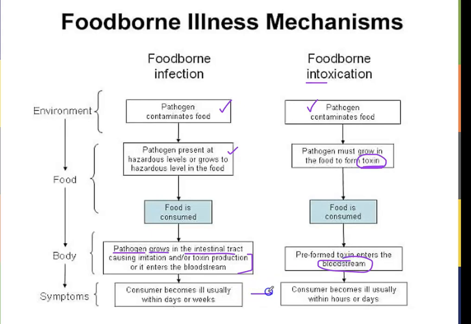So it's not the bacteria itself, it's the toxin that becomes systemic. And this is also a big difference between the two: because this is an infection, you have to have time for the bacteria to grow inside your intestines. It takes a few days, maybe even weeks, for you to come down with symptoms. But since this is an intoxication, it's right away, usually within hours or days. Sometimes you're eating at a restaurant and you start to feel sick as you're eating the food. That's definitely an intoxication type food poisoning.